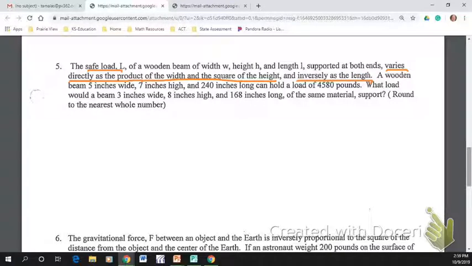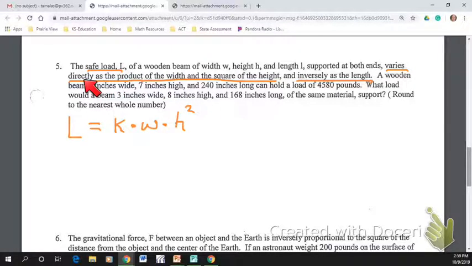So we've got our safe load L, and then it says varies directly. So that means I take K times something. What do I need to multiply the K times? Let's read. Directly as the product of the width and the square of the height. Product means multiply, so I'm going to multiply the width and the square of the height. So the width times the square of the height. That's what I'm varying directly with.